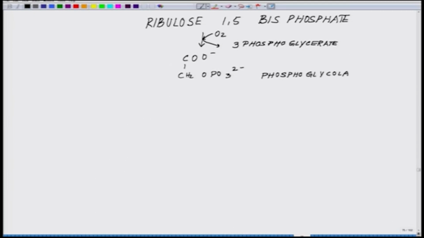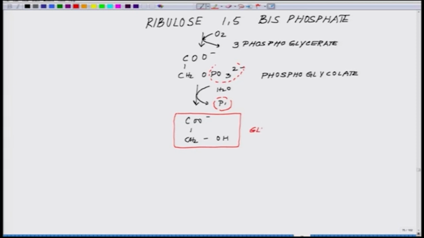This phosphoglycolate gets hydrolyzed and forms a glycolate, which has CH2OH. So, what you are getting rid of is the phosphorus group out here, which you can see coming out. So, the molecule you have is glycolate.